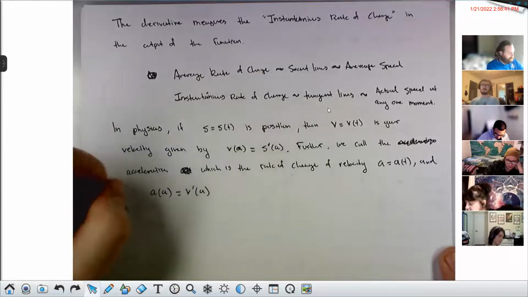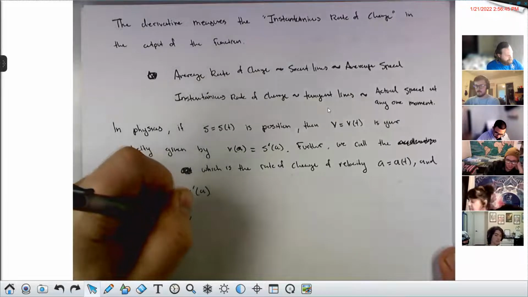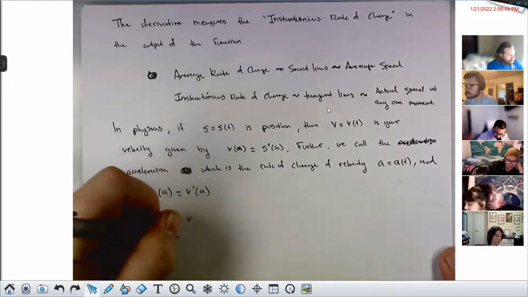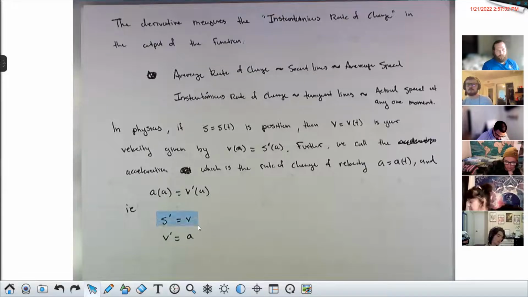In other words, s primed is v, and v primed is a. So the derivative of your position is your velocity. The derivative of your velocity is your acceleration.